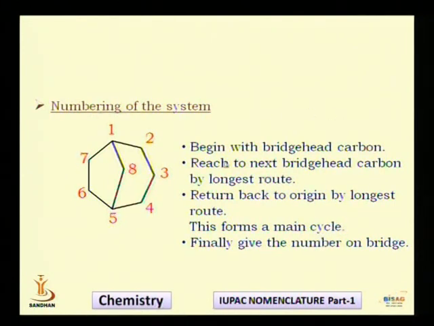Begin with a bridgehead carbon, reach the next bridgehead carbon by the longest route, return back to the origin by the longest route. This forms a main cycle, and finally give the numbers on the bridge. So this is how you should do the numbering. So I hope that you must have understood the two components.